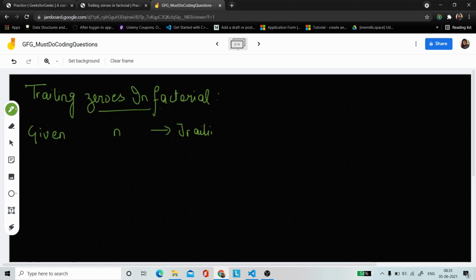So let me tell you, for example, if it is 5, then you know that 5 factorial is equal to 120, so the number of trailing zeros will be equal to 1. Similarly, if you have, let's suppose, 4 factorial, then that is equal to 24, so the number of trailing zeros is equal to 0.